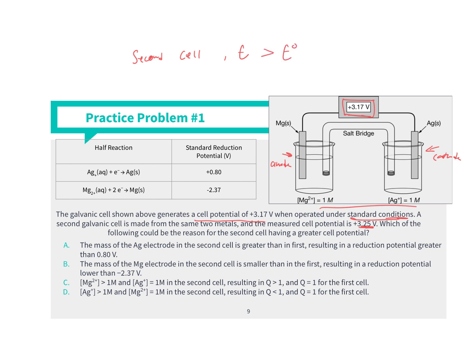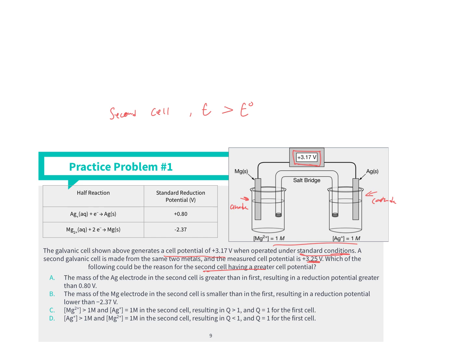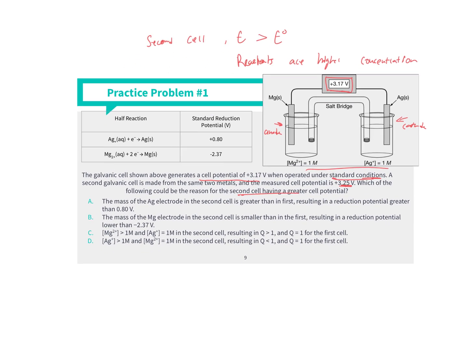And the second cell, under different conditions, has a higher potential than when it is at standard conditions. It's asking which of the following could be the reason for the second cell having a greater cell potential. If you remember from a few slides ago, I said that if E is greater than E0, this means that the reactants are at a higher concentration, which means the reaction wants to go forward more than it wants to go backwards.